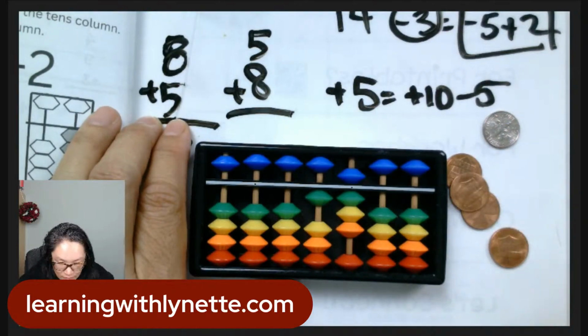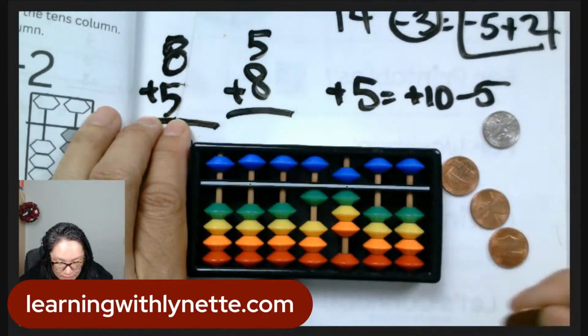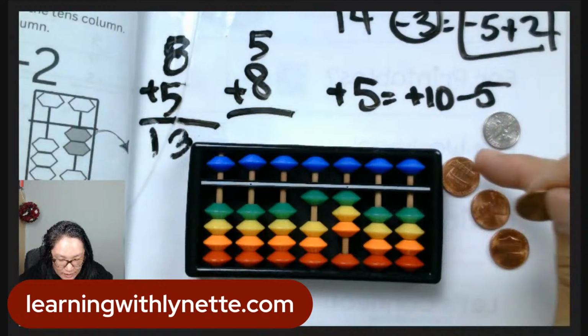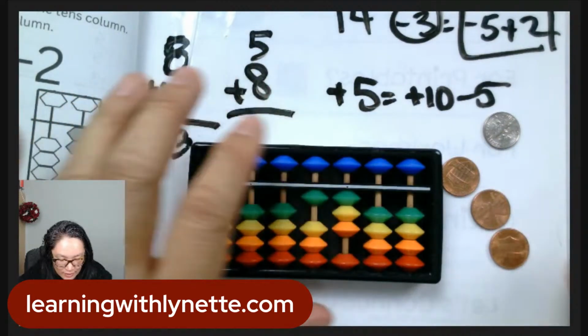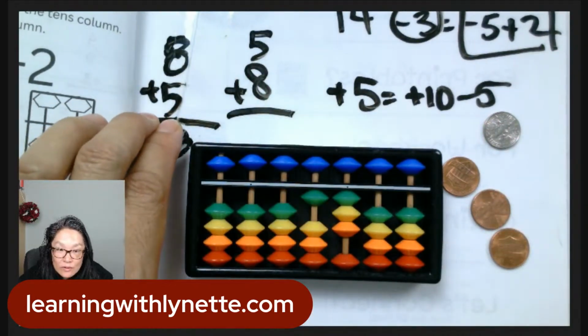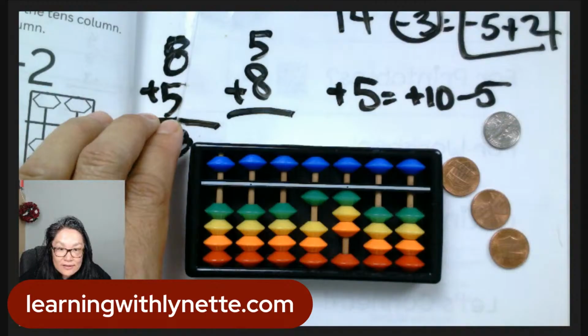Whoa, that was the wrong one. Oh, yeah, that's right. So I got to take back 5 cents because it's only worth 5 cents. So I got to take back 5 cents. So my final answer is 13 cents. Does that make sense?